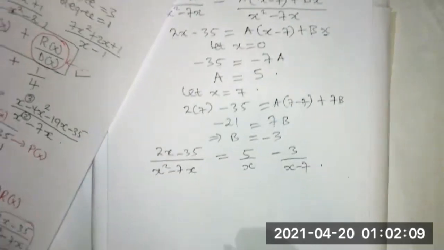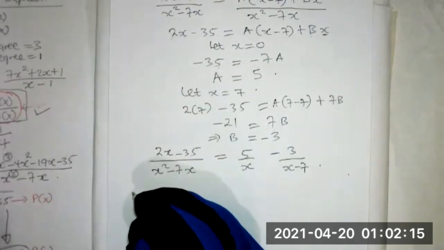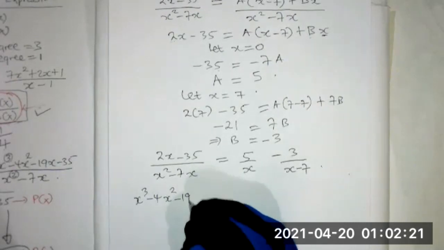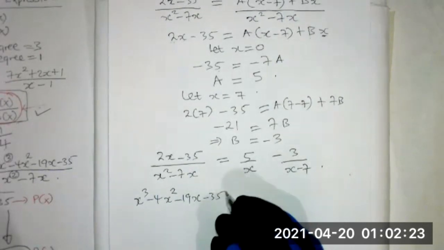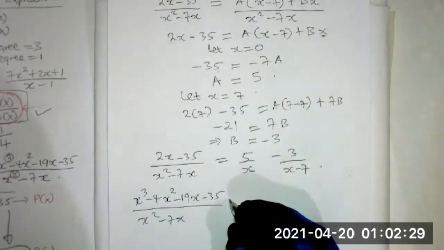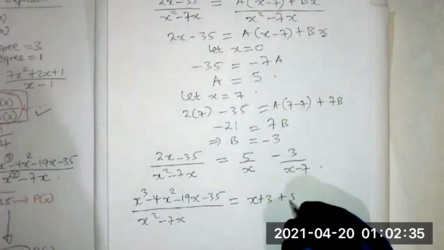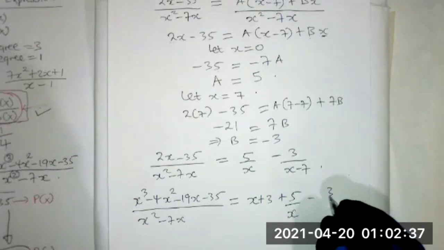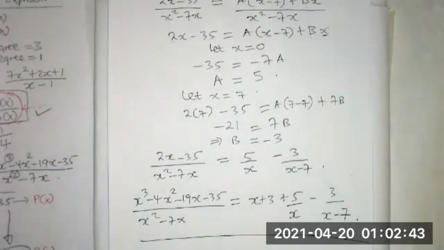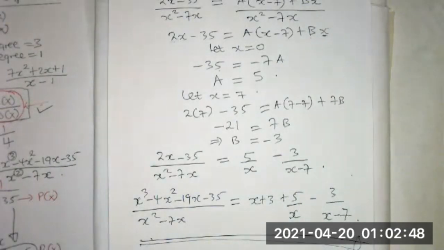So eventually, now that we've partialized the remaining, we can write x cubed minus 4x squared minus 19x minus 35 divided by x squared minus 7x is equal to x plus 3 plus 5 over x minus 3 over x minus 7. This is the complete partialized form of the original given expression. So this is the procedure.